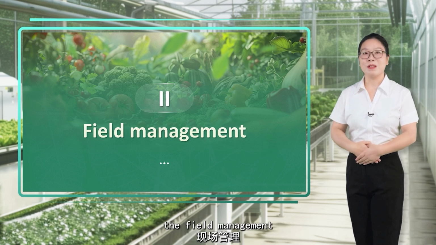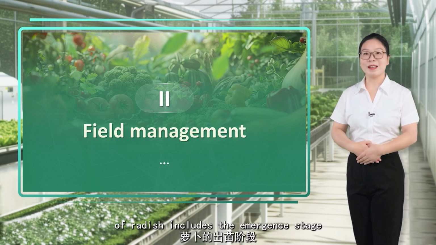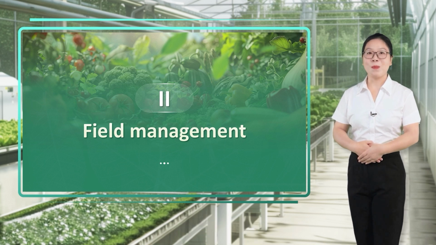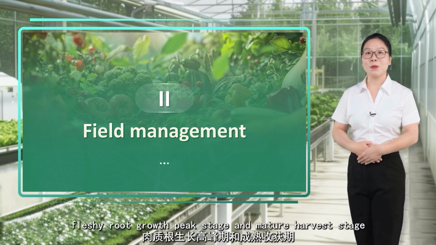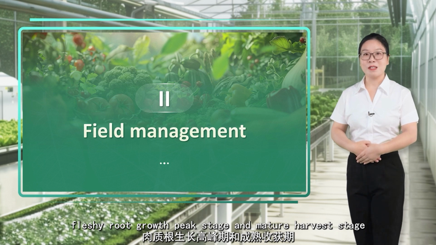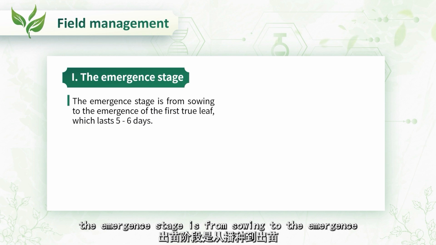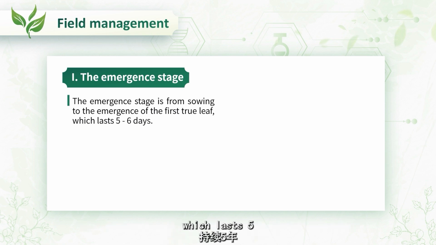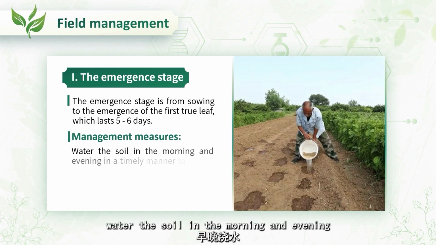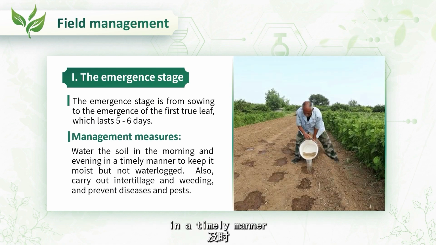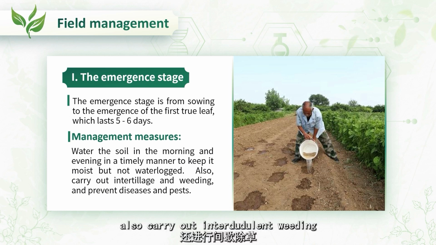The field management of radish includes the emergent stage, seedling stage, rosette stage, fleshy root growth peak stage, and mature harvest stage. The emergent stage is from sowing to the emergence of the first true leaf, which lasts 5-6 days. During this stage, water the soil in the morning and evening in a timely manner to keep it moist but not waterlogged. Also, carry out intertillage weeding and prevent diseases and pests.